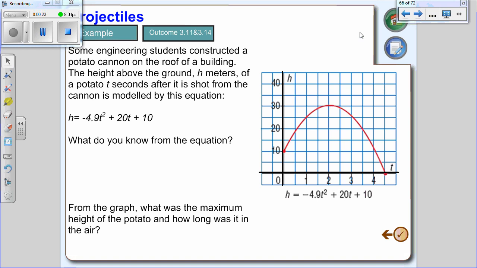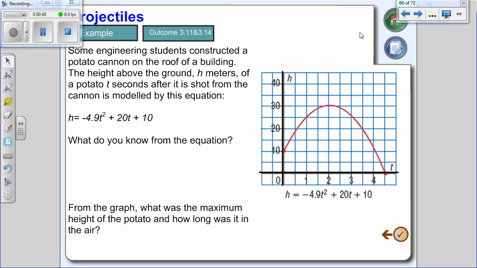So, to start us off, it says some engineering students constructed a potato cannon on the roof of a building. The height above the ground, h meters, of a potato, t seconds after it's shot from the cannon is modeled by this equation. What do you know from the equation? From the graph, what is the maximum height of the potato and how long was it in the air? So, read the question once, get an understanding for what's going on.